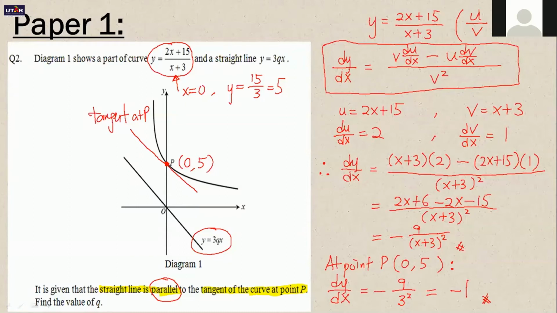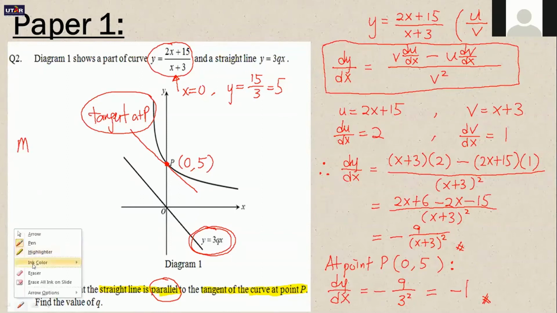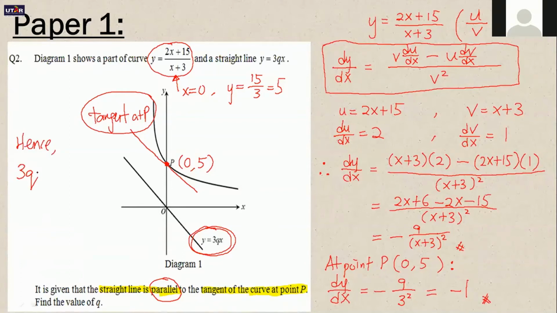Then the line is parallel with the tangent at point P, right? When it is parallel, it means, so therefore, you can find the Q now. So hence, the gradient of the straight line will be 3Q, right? The gradient of the line.